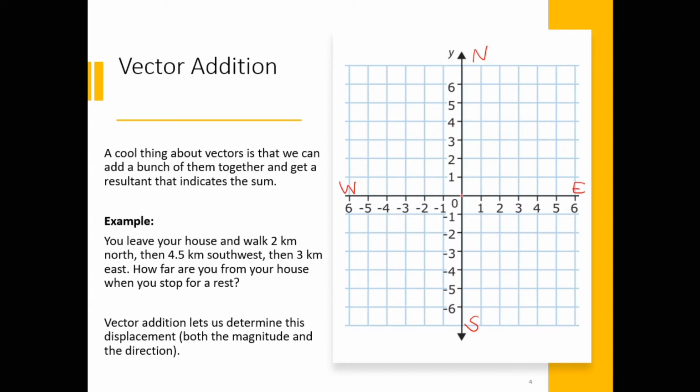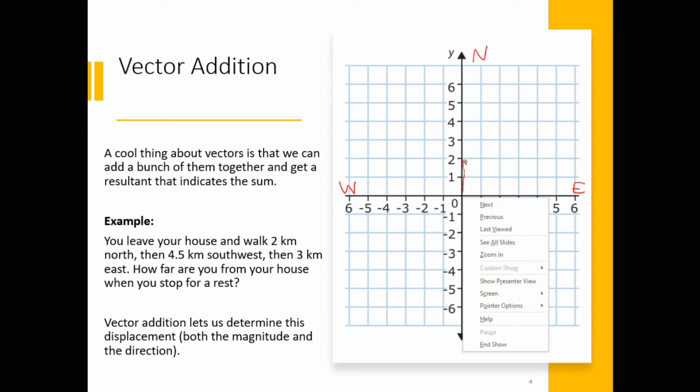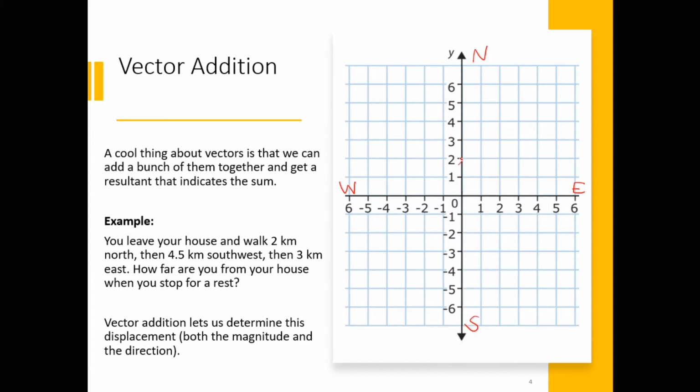So let's say my house is right at the origin. I'm going to leave my house and walk 2 kilometers north. So I'm making a vector because I'm going a distance, which is 2 kilometers. I'm going north and I'm stopping here. And then I'm going to walk 4.5 kilometers southwest. So this one's going to be a little bit of a guess, and a little bit of bad drawing. So let's pretend that's 4.5 kilometers southwest. And then I'm going to walk 3 kilometers east, and I'm going to end up here. So qualitatively, I know that I am about this far away from my house. But when we use vector addition, we can find that number quantitatively, which is awesome.